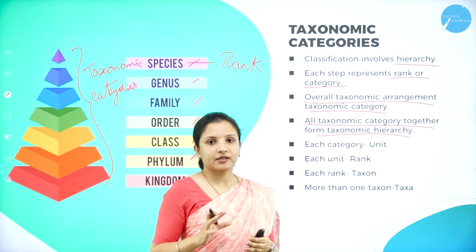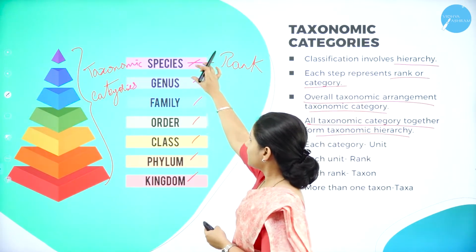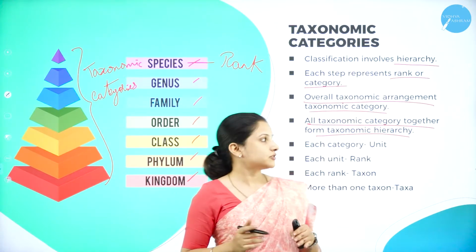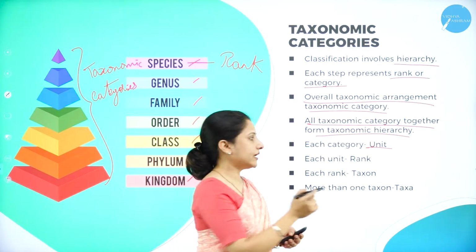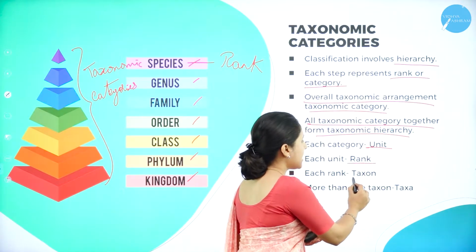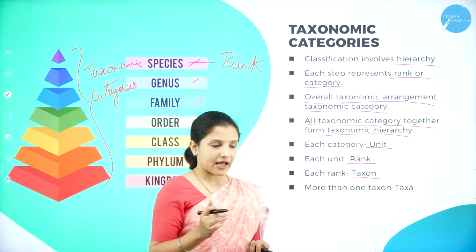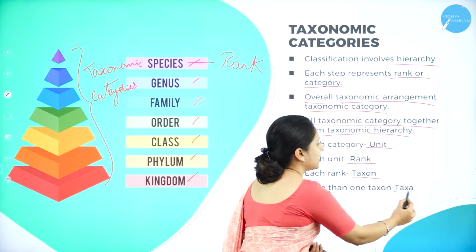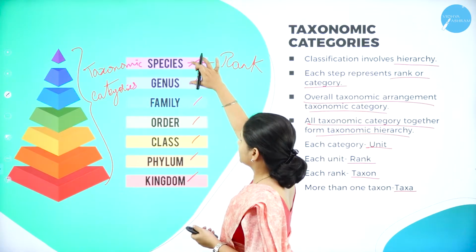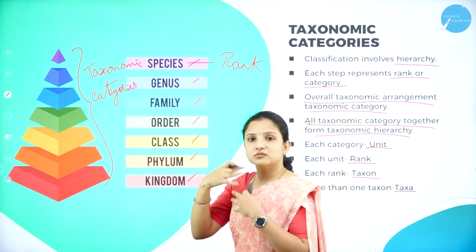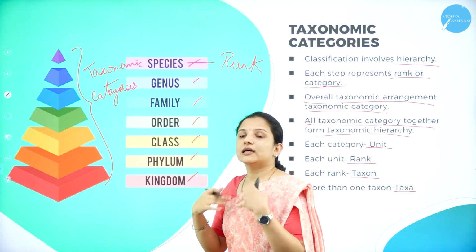And each category that is there, you can call it a unit. So each category is called a unit, and each unit, as you have studied, is called a rank, and each rank is called a taxon, and more than one taxon is called taxa. So more than one taxon, that is species and genus together, you can call it taxa.